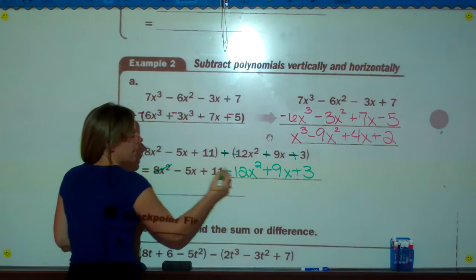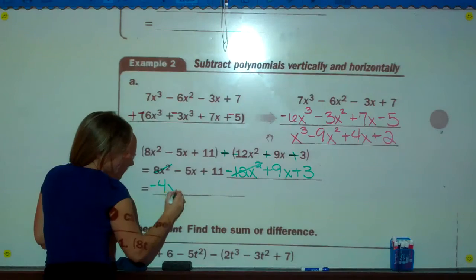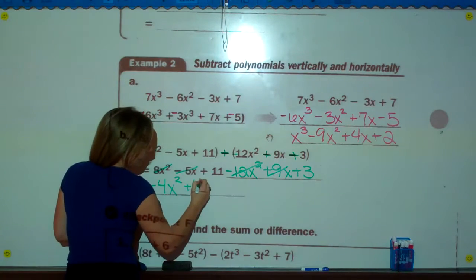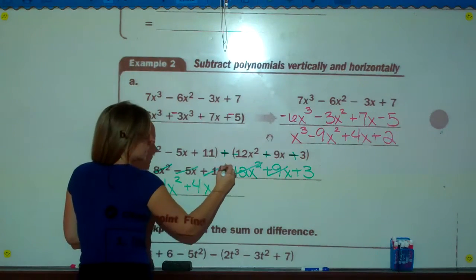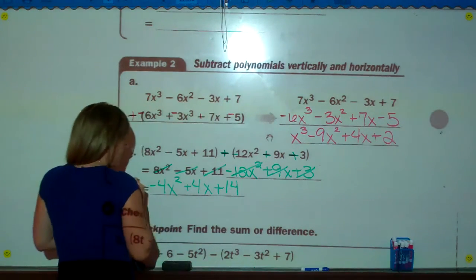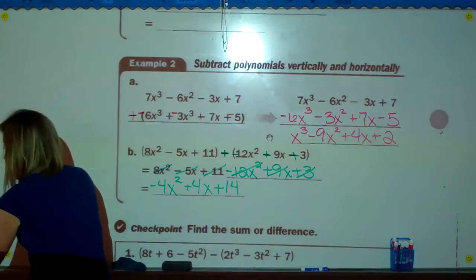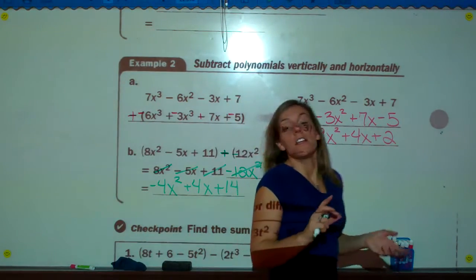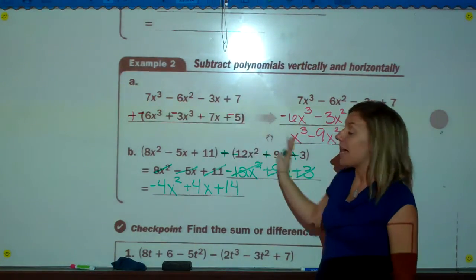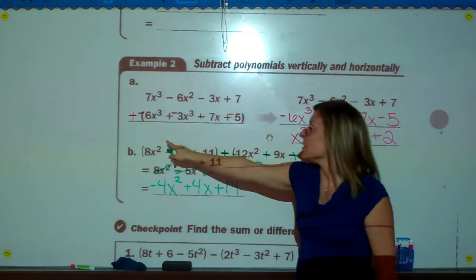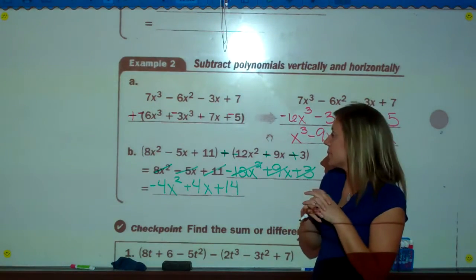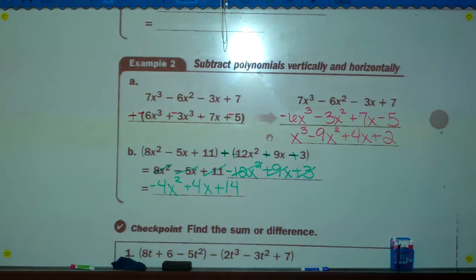So 8x squared and a negative 12x squared is negative 4x squared. Negative 5x plus 9x is positive 4x. And then the constants, positive 11 and positive 3 is positive 14. Okay, so that's all you're doing here, is you're combining them vertically or horizontally. If you're subtracting, you're just adding opposites. And then whenever you combine, remember, don't change the exponent, just change the coefficients, and you just pair them by the exponents, all right? So let's try the bottom two.